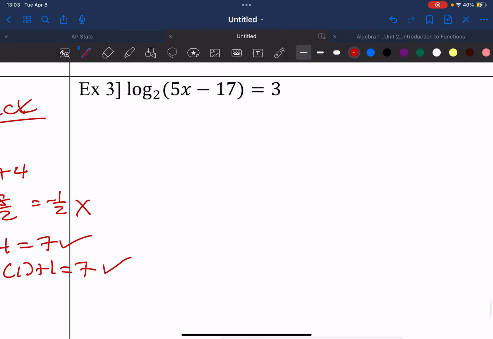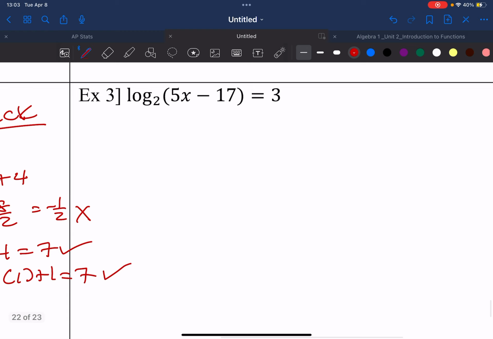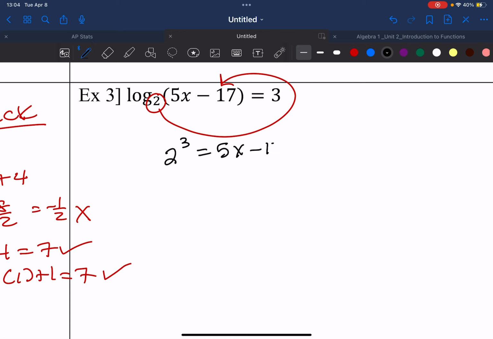Now I have number 3, and notice I only have 1 log. And if I only have one log, I have to turn this into exponential. So I'm going to circle my base 2, loop around, and point to my parentheses. So this is the same as saying 2 cubed is equal to 5x minus 17. Well, 2 cubed is 8, so 8 is equal to 5x minus 17. Add 17, so 25 is equal to 5x. Divide by 5, x is equal to 5.